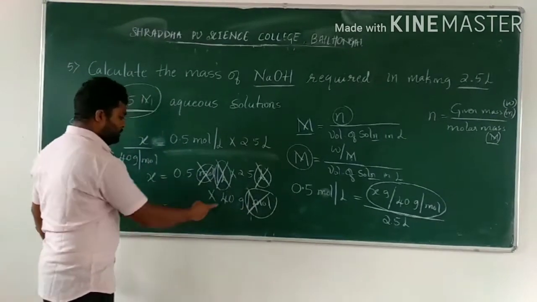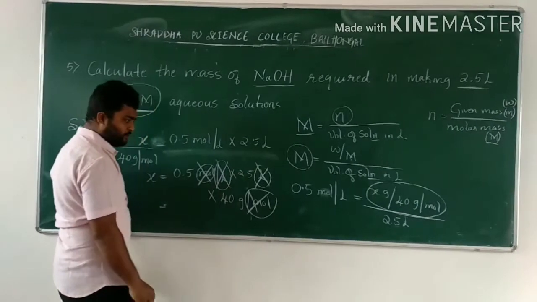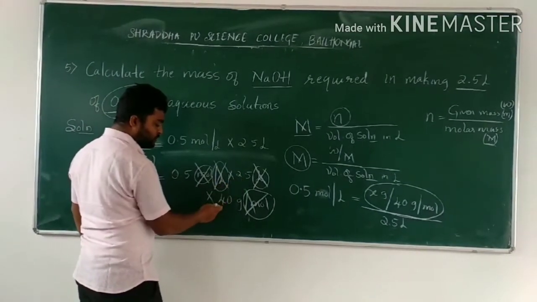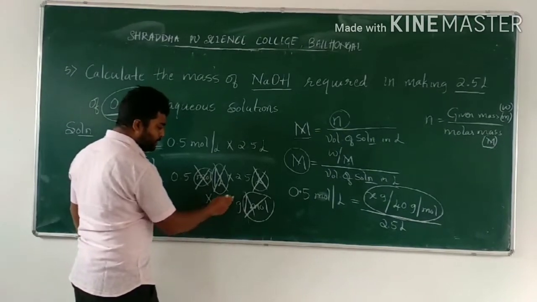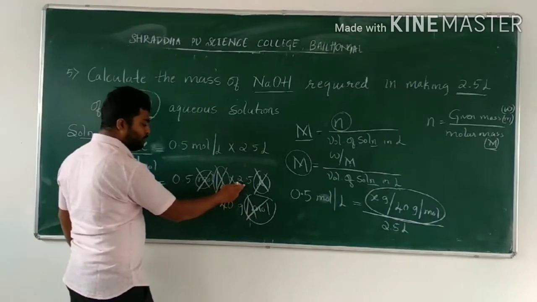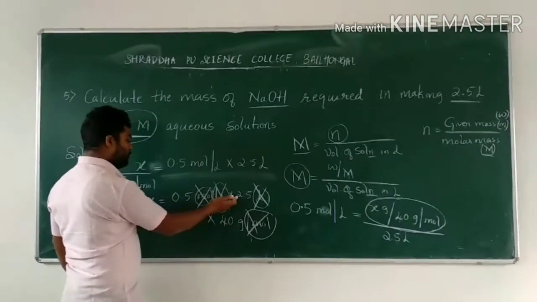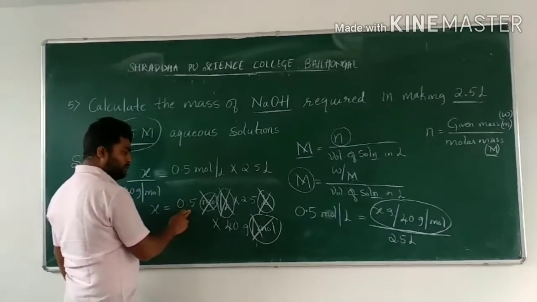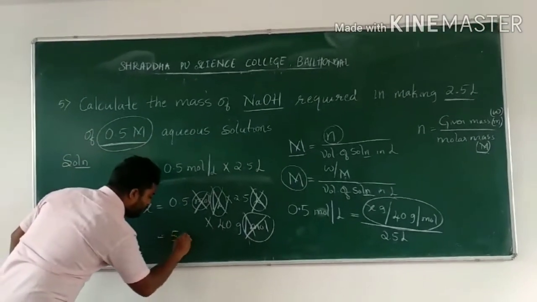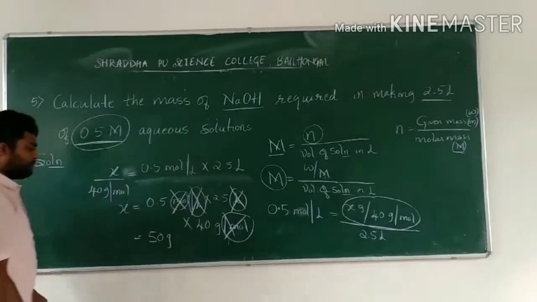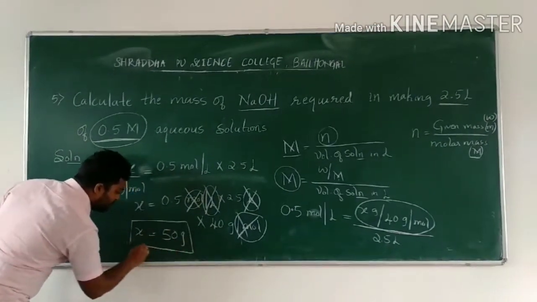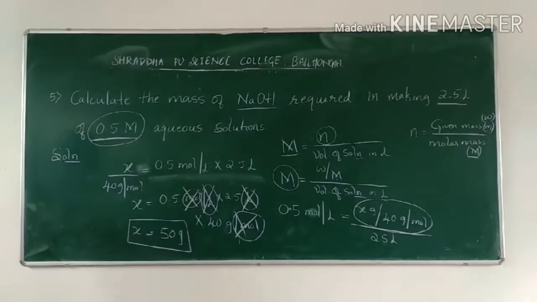So therefore 40 into 0.5, 40 into 2.5. So 2.5 means it is 25, 4 is 100. 1000, it will become 100 with the decimal point. 40 into 2.5 is 100. Therefore 100 into 0.5 is 50. Therefore I require 50 grams. Therefore the mass of NaOH required is 50 grams.